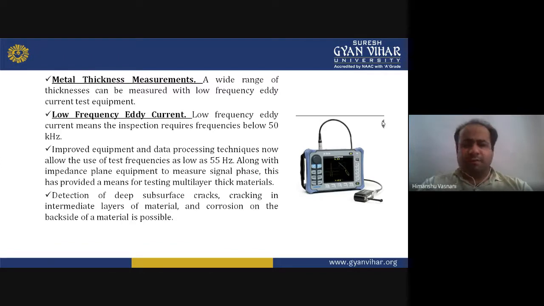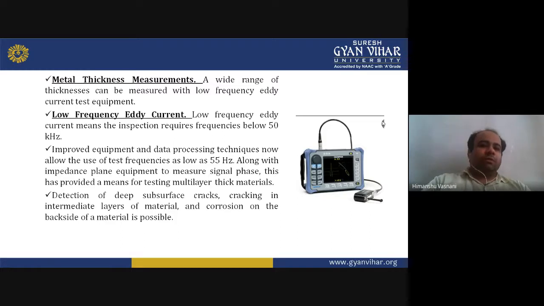Now, we have been discussing eddy current inspection in the past lectures, and we know that this non-destructive technique is very effective in testing material thickness also. So let's look at metal thickness measurements. You can see that a wide range of thicknesses can be measured with low frequency eddy current equipment.